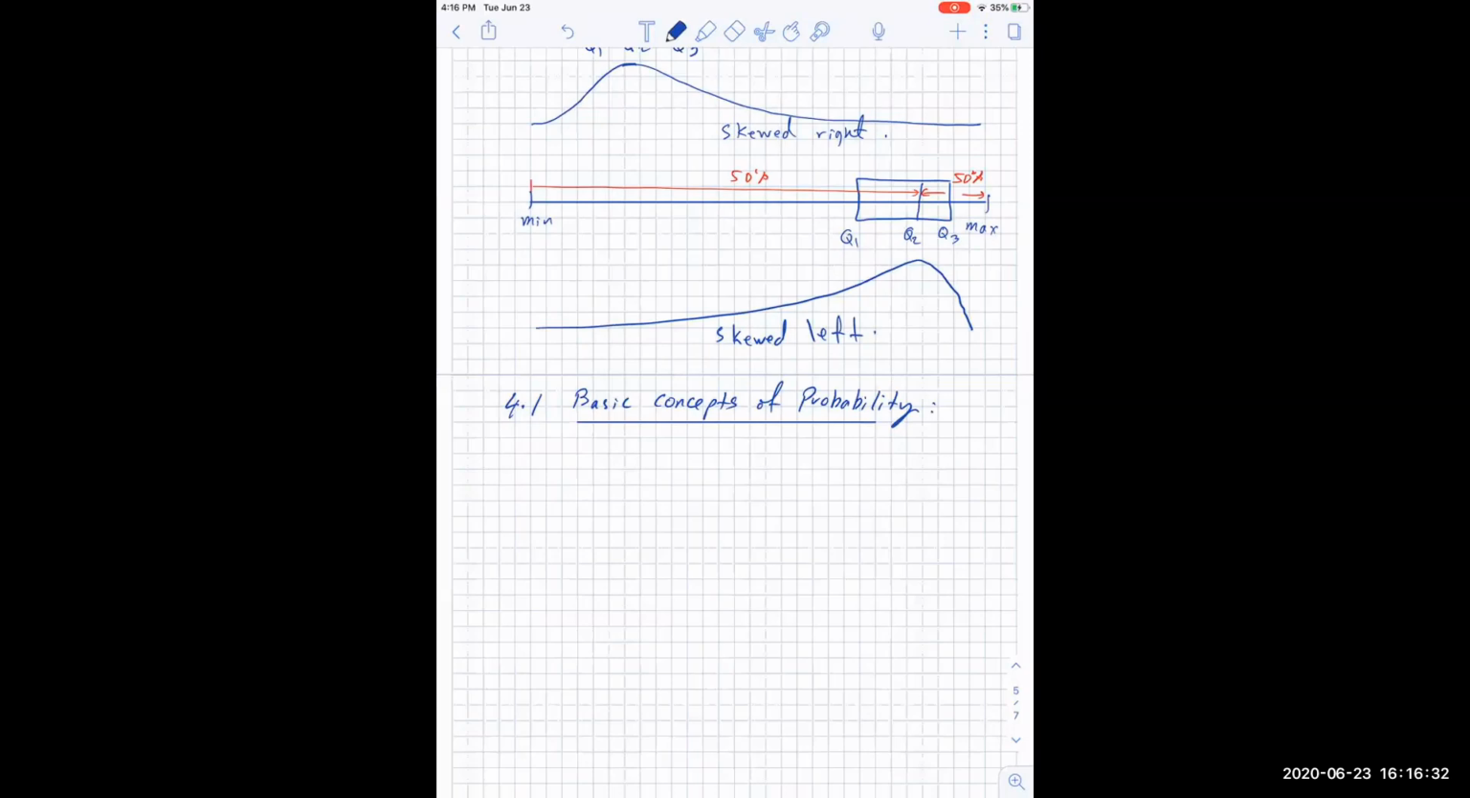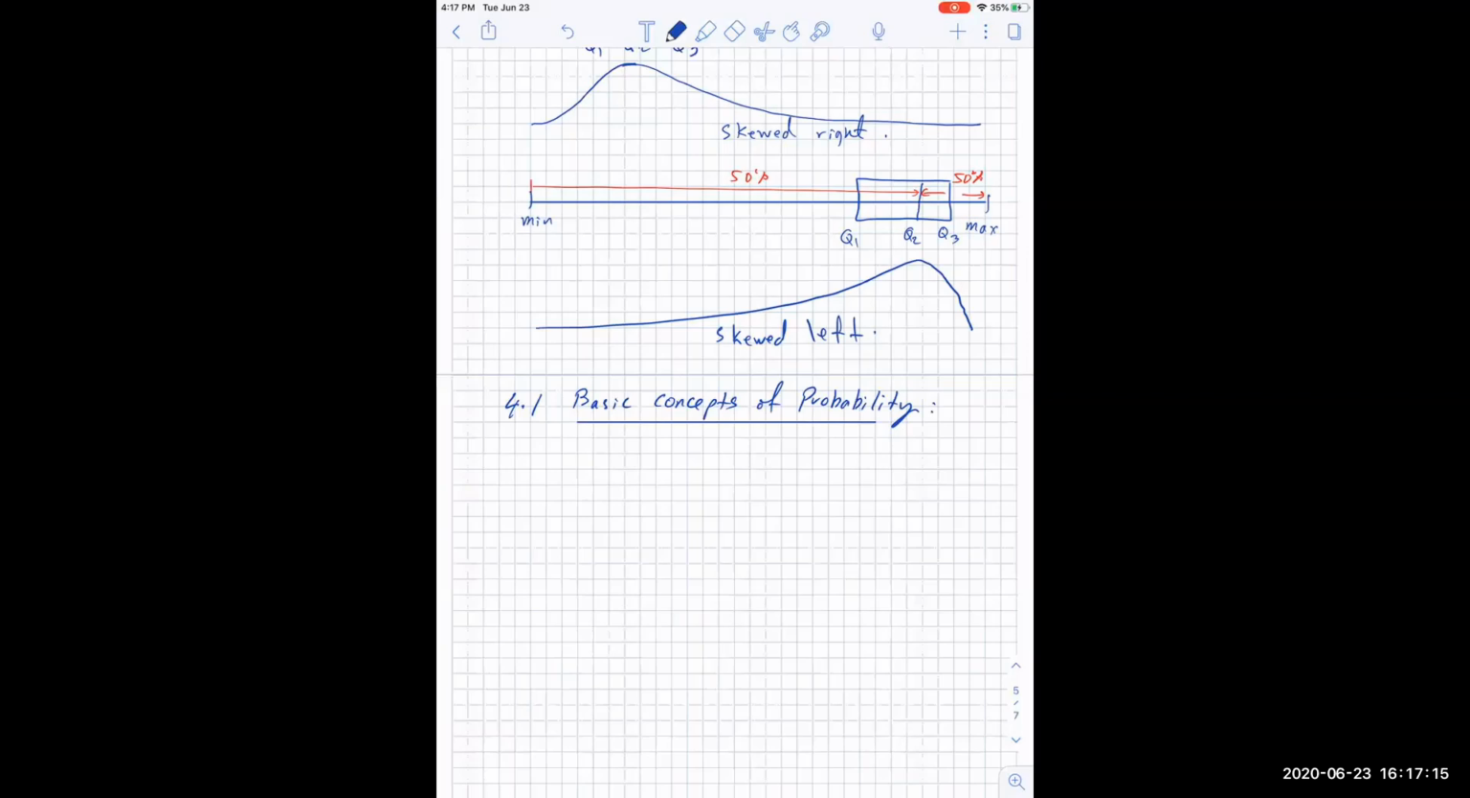Probability plays an important, central role in statistics, and it's part of a lot of statistical methods and hypothesis testing. So we're going to introduce in this chapter the basic concepts of probability, the notation, the symbols, the basic definitions of probability rules, and so on, because we will be using these concepts later on in chapter 8 when we talk about hypothesis testing.